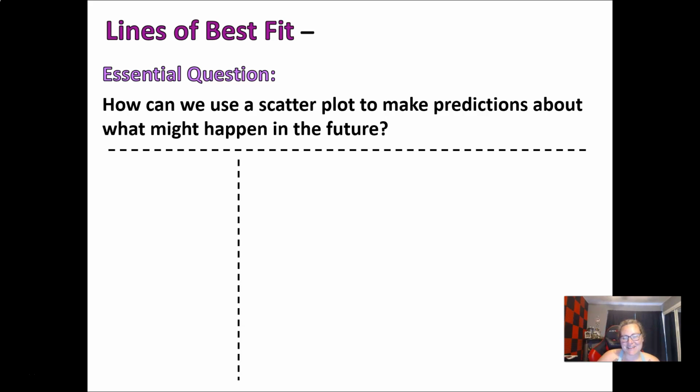Okay, here is our second set of notes for the week. We're going to be looking at what are called lines of best fit. Our EQ is: how can we use a scatter plot to make predictions about what might happen in the future based on our data that we're looking at?